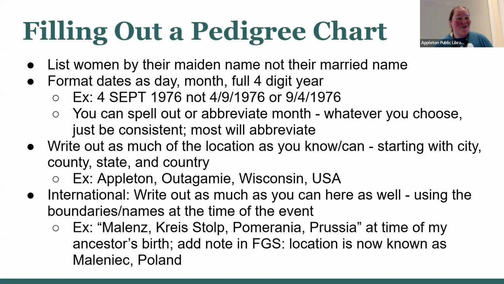One thing that everybody does do is list the women by their maiden names, not their married names. Because when you're searching the genealogy records, you're going to want to search by their maiden name before they're married, of course. And that's a really important piece to know.